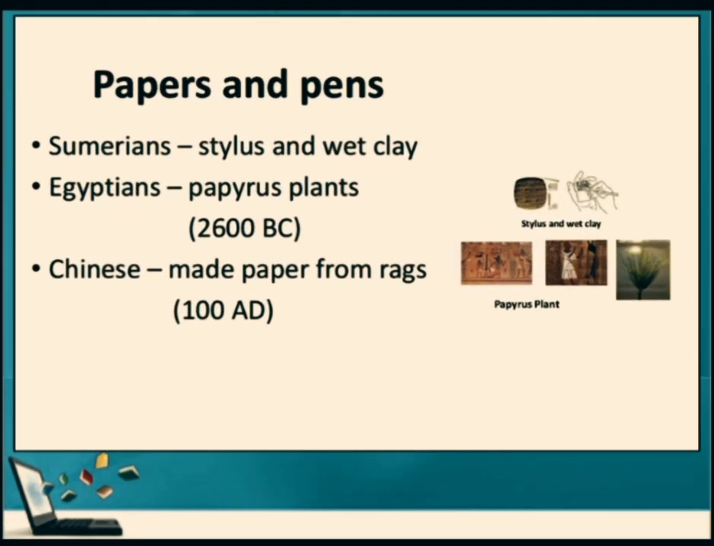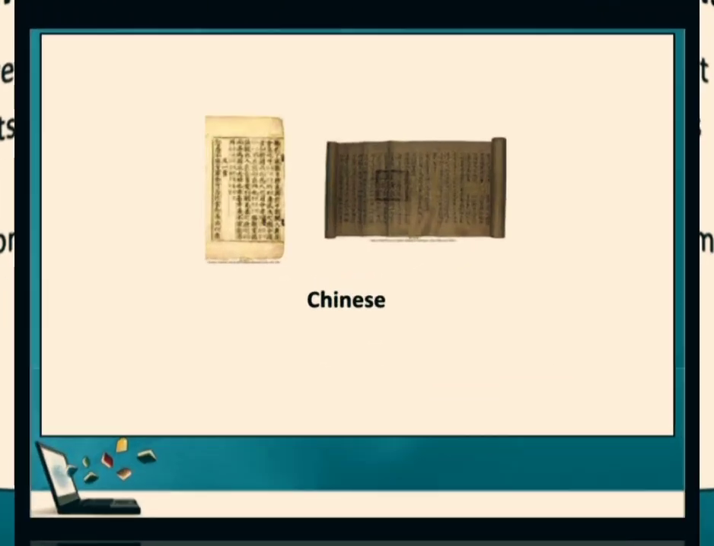Papers and pens. Sumerians used a stylus and wet clay. Egyptians used the papyrus plant, while the Chinese made paper from rags.